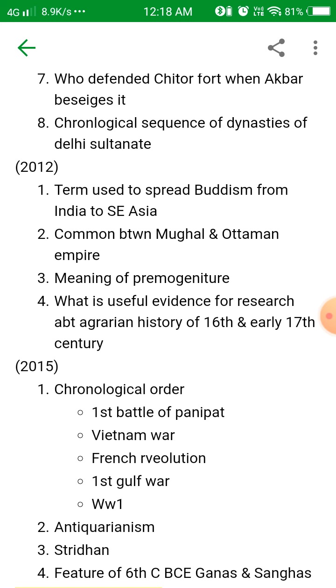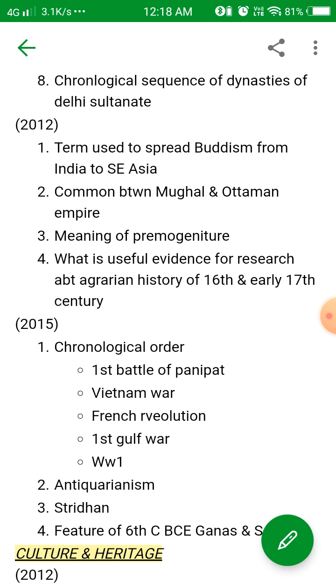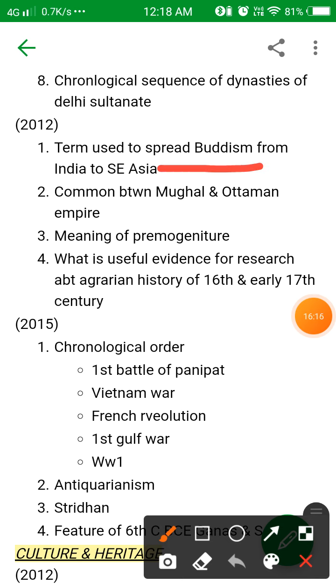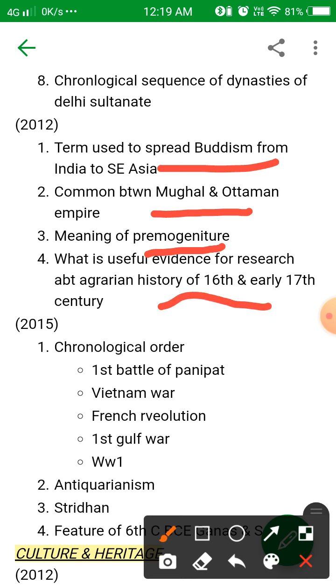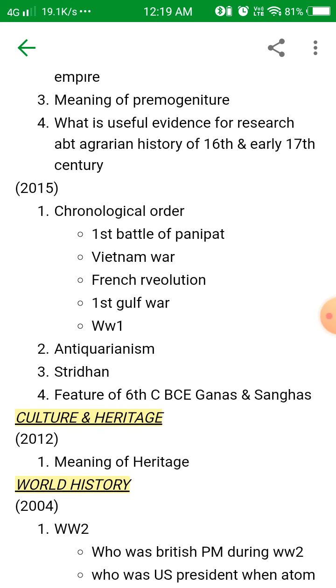Next, in 2012, they have asked which term has been used to spread Buddhism from India to Southeast Asia. And next, a common feature between Mughal and Ottoman Empire. This is the question which asks for the meaning of primogeniture, and we had this one like what is the useful evidence for research about agrarian history of 16th and 17th century. Next, we had this chronological order of first battle of Panipat.